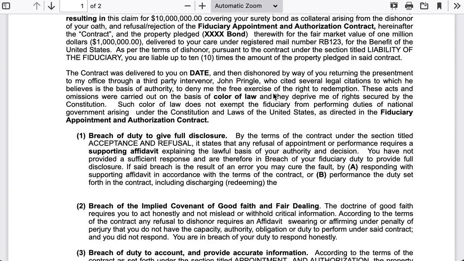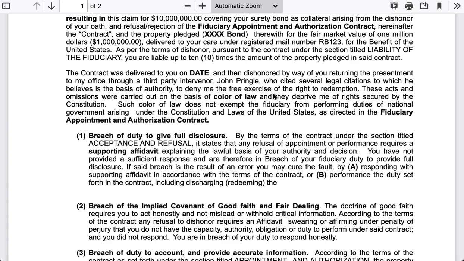And this is why we say these acts and omissions were carried out on the basis of color of law, and they deprive me of rights secured by the Constitution. Because that's deprivation of rights under color of law. That's a Civil Rights Act violation. But I didn't state it like that. I just said these deprive me of rights secured by the Constitution. Such color of law does not exempt the fiduciary from performing duties of national government arising under the Constitution and the laws of the United States as directed in the fiduciary appointment and authorization contract.